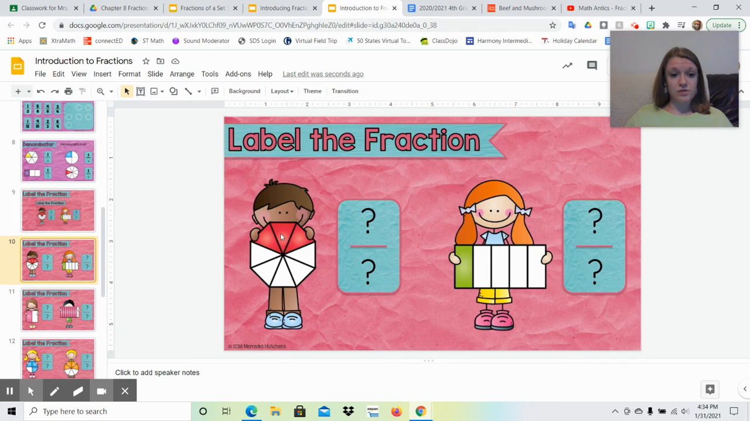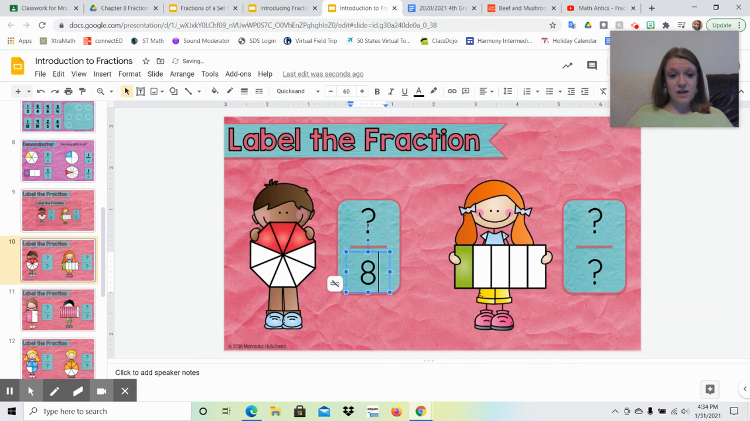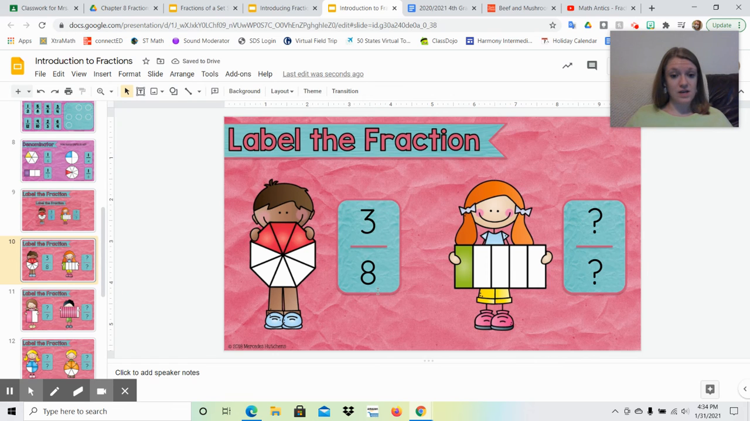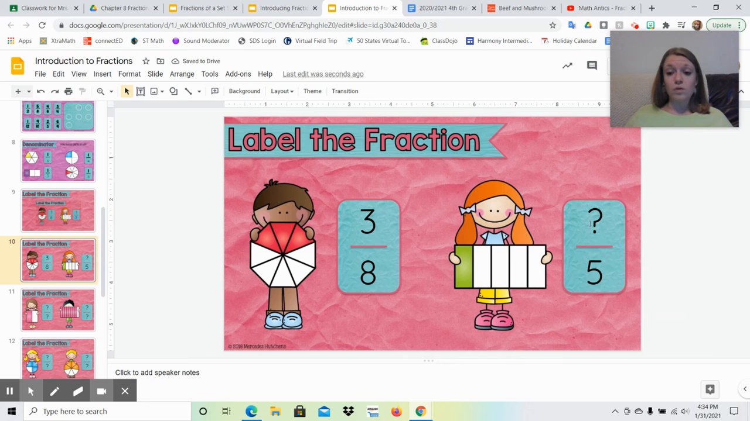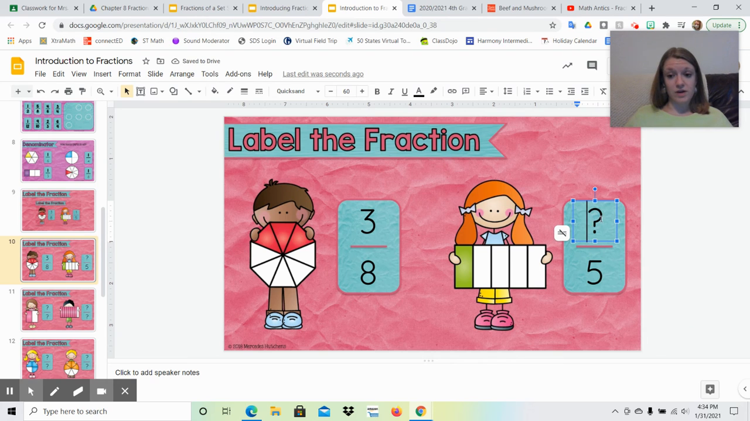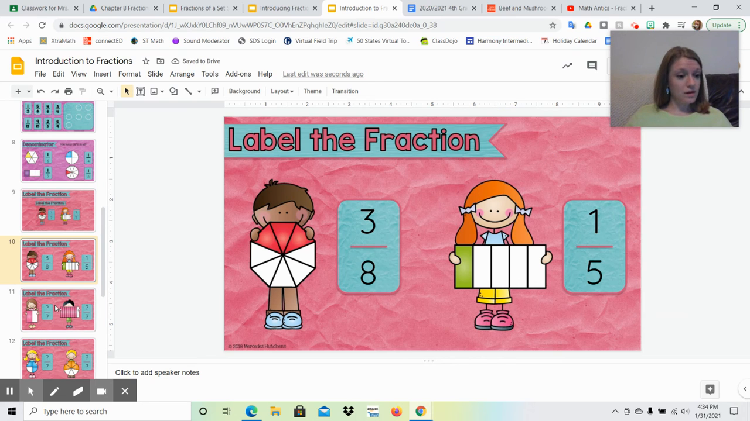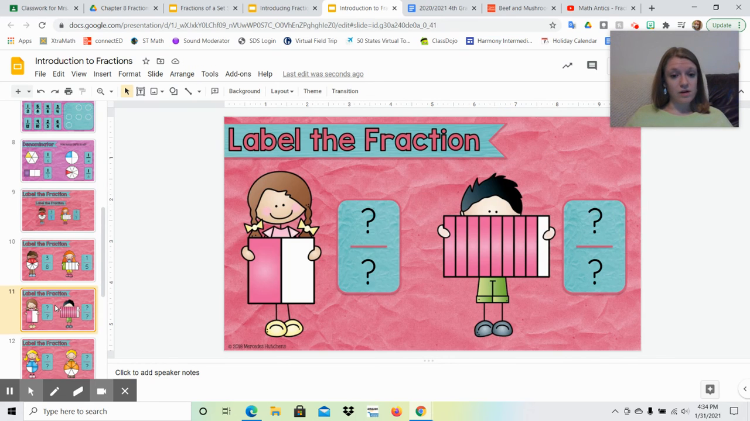There are 1, 2, 3, 4, 5, 6, 7, 8 total spaces. So my denominator will be 8. And how many of those are shaded? There's 3 shaded red. So this fraction would be 3/8. Over here, I have 1, 2, 3, 4, 5 total spaces. And of those spaces, only 1 is shaded green. So my top number would be 1. Okay? Let's go on to slide number 11.